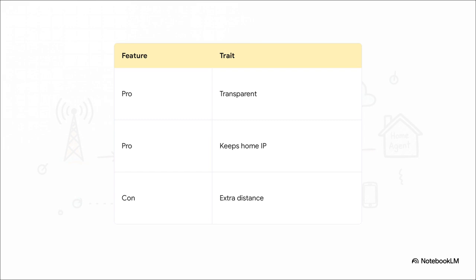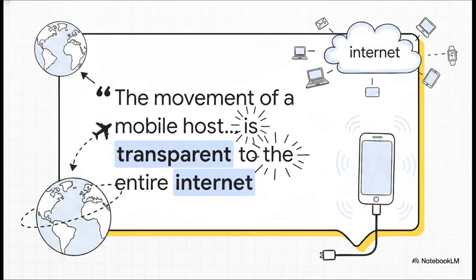You see, if a remote host sends you a message, it first has to travel all the way back to your home agent before being forwarded to you. This creates extra distance and delay, even if you and the remote host happen to be sitting in the exact same foreign network. But despite that slight detour in routing, mobile IP ensures that your movement is completely transparent to the entire internet.